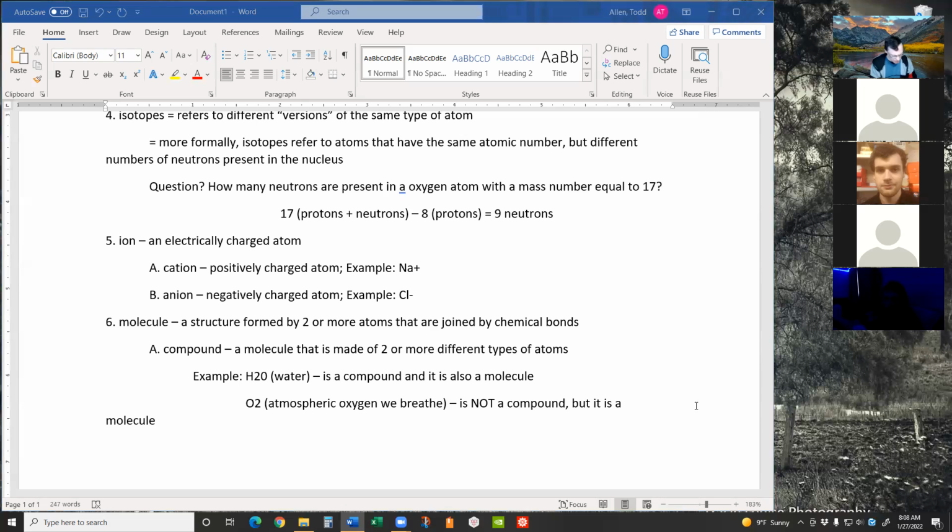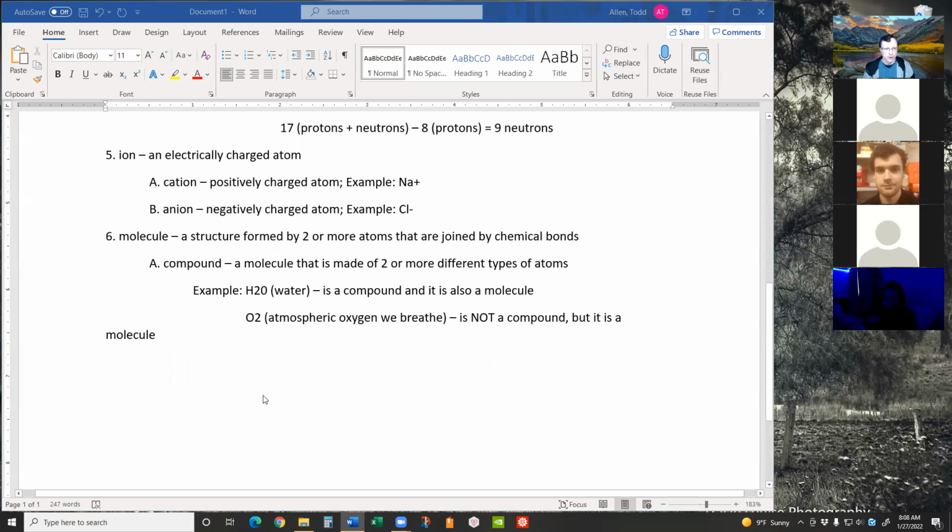Okay, question in the chat window. Are you okay with the difference between molecule and compound? You see that subtlety of the examples? Is that okay? Okay, thanks for the feedback. So please let me know if you do have questions.